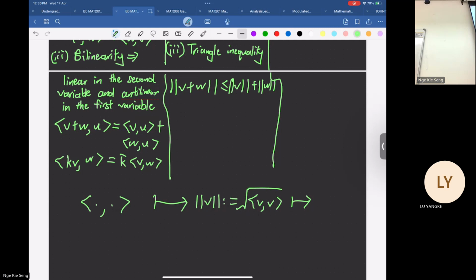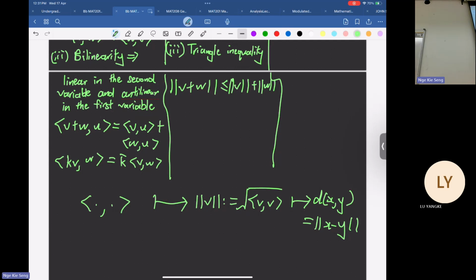We need to define the distance function from this norm here. How? I simply take the norm of x minus y. So we can go from inner product all the way to metric space. This is my claim. You need to check that this definition carries all the properties of a norm, satisfying the three properties that I gave you in metric space.